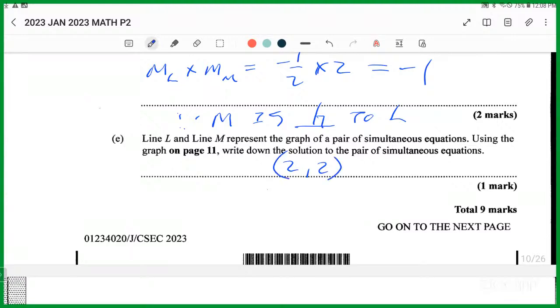Easy one, man. CSEC likes to give you, sometimes, a curve and a line, and ask you something about where the curve and the line intersect. Right? And that is it.